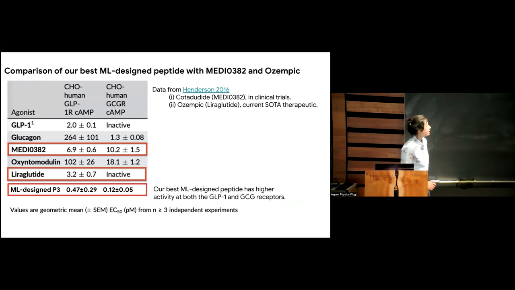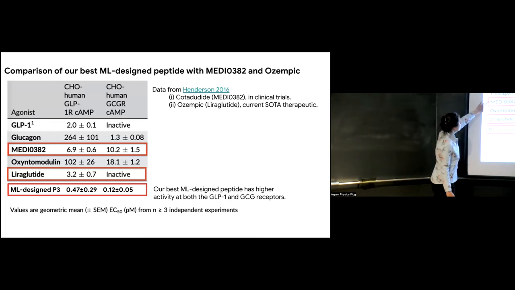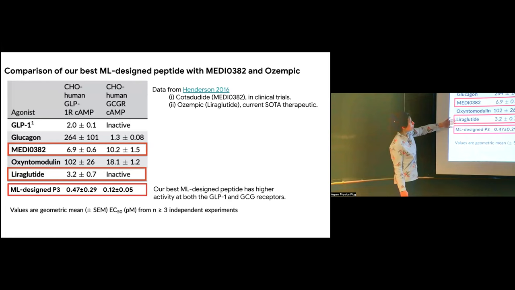This is the candidate in clinical trials. This is the current therapeutic of choice that's used. It only works against one of the receptors, and they're hoping to replace that with this new candidate that's currently in trials. But remarkably, our machine learning designed peptide actually is significantly more active than the candidate in trials against each of the receptors.